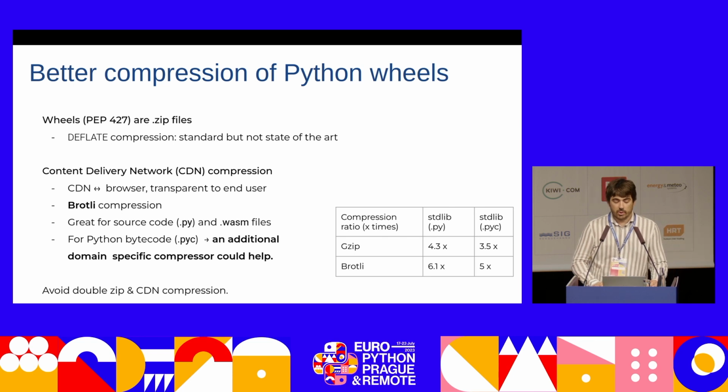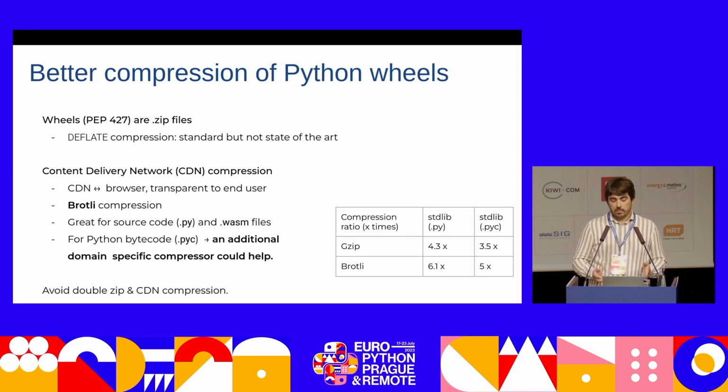So let's talk about compression a bit. All the Python packages on PyPI can be distributed as wheels. And those, by definition, are essentially zip files. In zip, you have the deflate compression, which is OK, but it's not optimal either. On the other side, the peculiarity of this WASM subject is that we are essentially running in the browser, and we are getting files from the CDN, so this content delivery network.